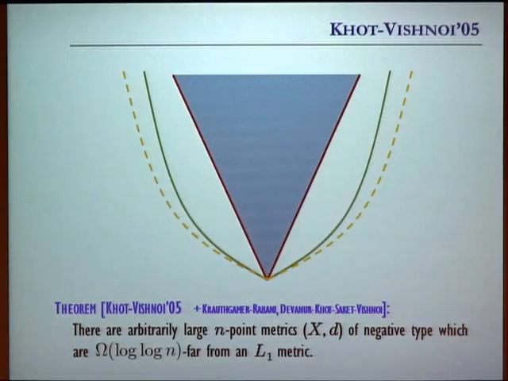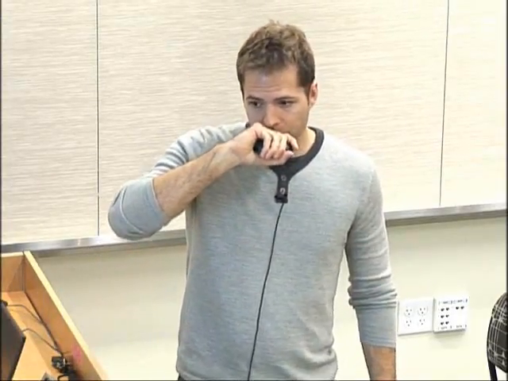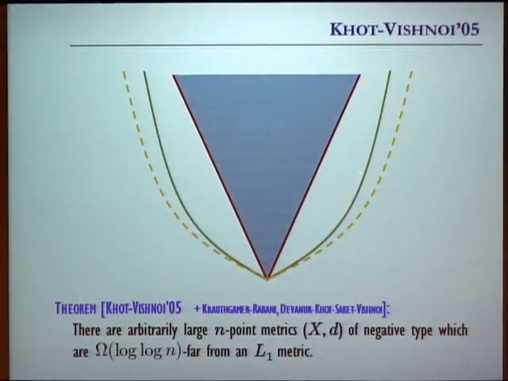it was a huge result related to lots of other things, including the unique games conjecture, when Khot and Vishnoi proved that in fact it's false. They showed some quantitative bound, combined with follow-up work: there exist metric spaces of negative type which, in order to move inside here, you have to pay something. It's a slowly growing function, but it's something. So it's not a universal constant.